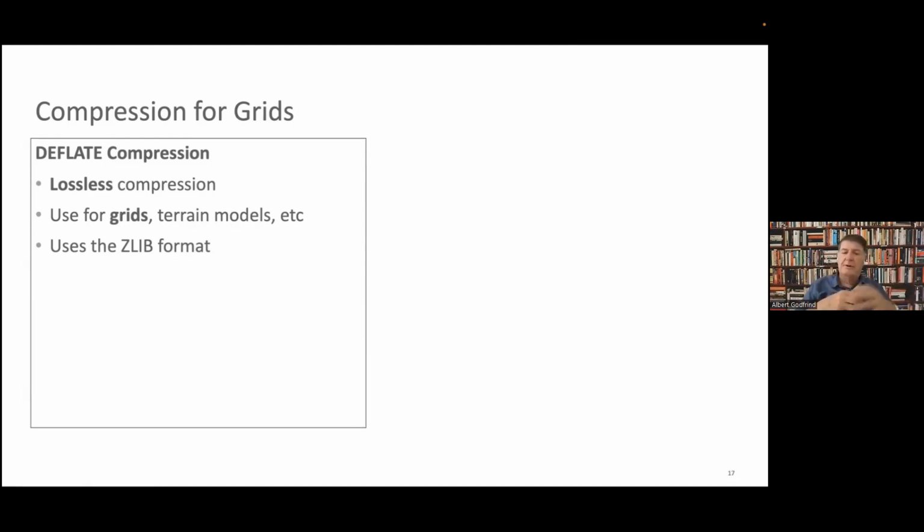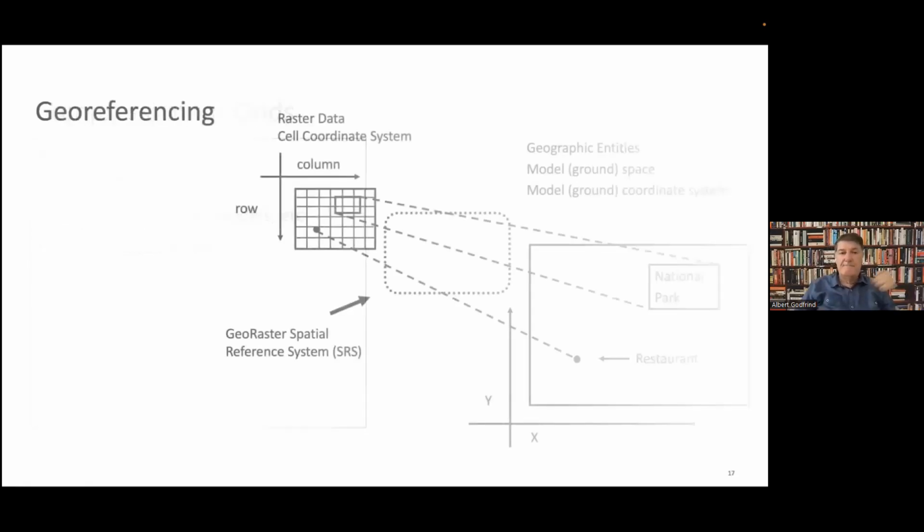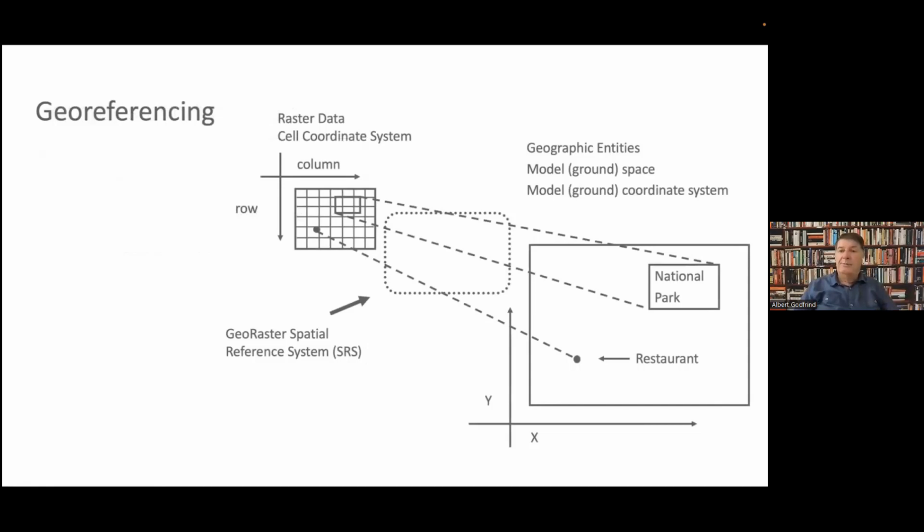So therefore, for these ones, we provide what we call deflate, which is really zip compression. And then finally, the concept of georeferencing. We call this GeoRaster because the rasters are located on the globe.